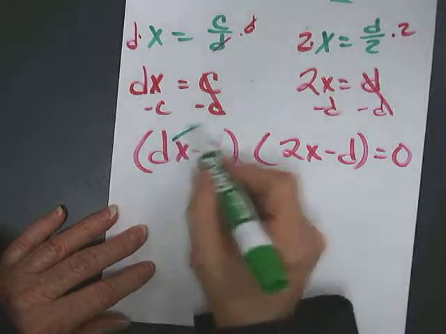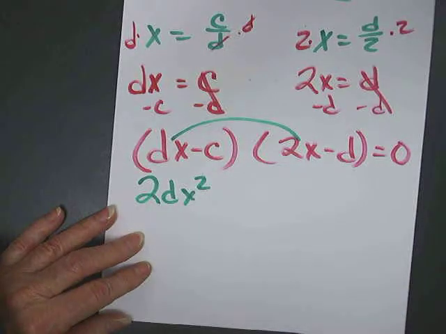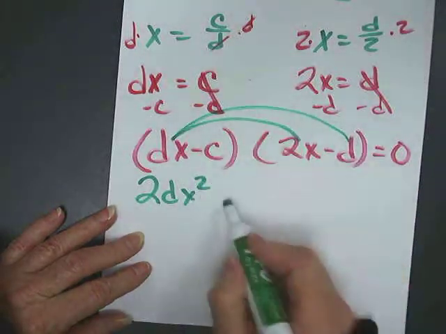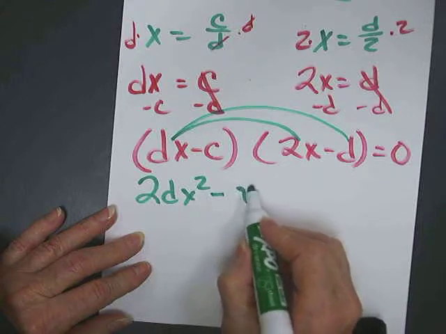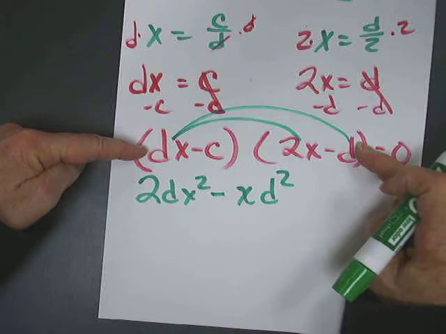X equals d over 2. First thing you're going to do is what? Multiply by 2. Times 2. So you have 2x equals d, minus d. So 2x minus d.